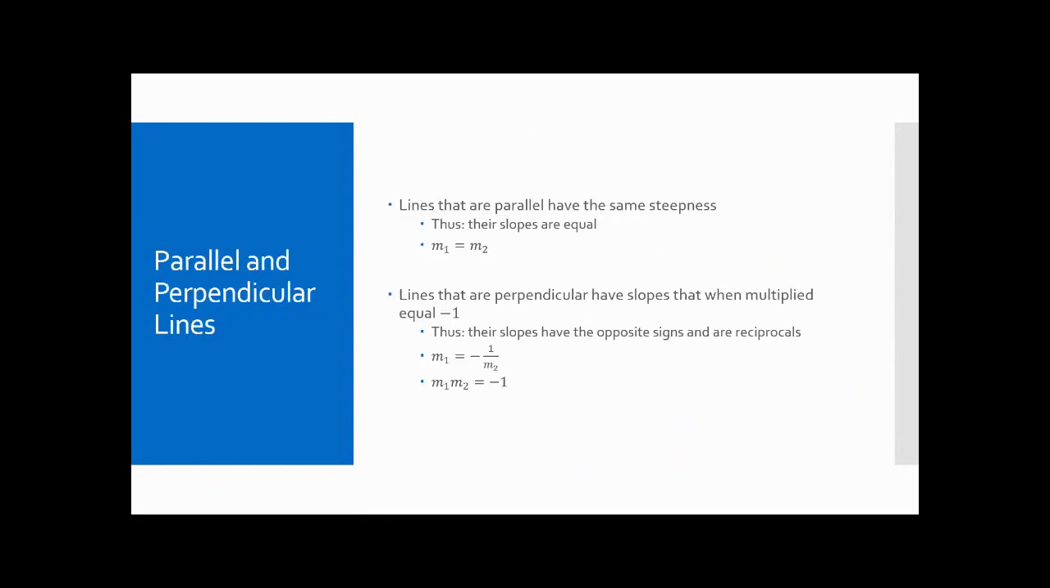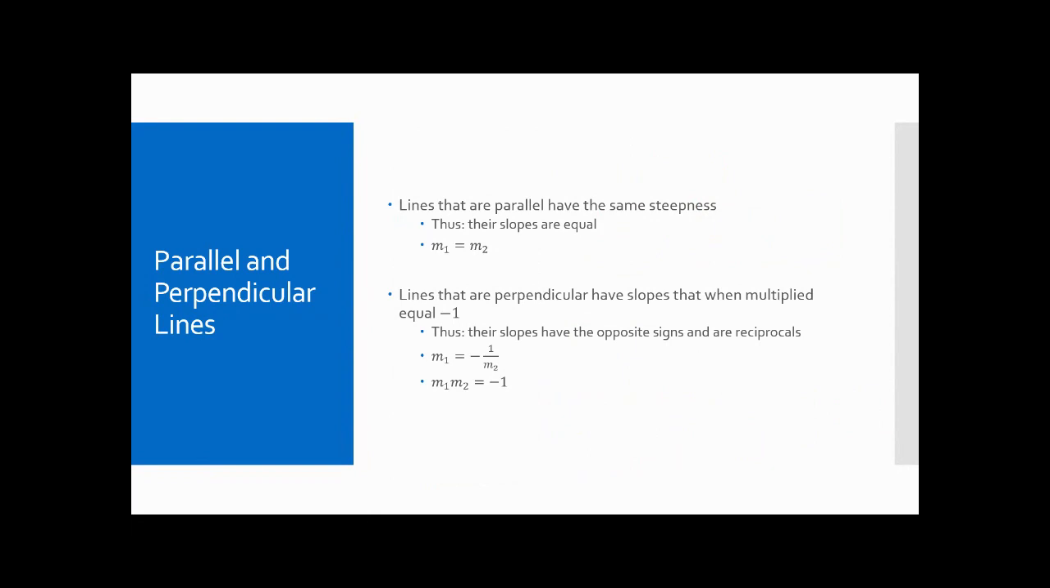Okay. Parallel and perpendicular lines. So lines that are parallel have the same steepness, and they don't intersect at all. They're just going to kind of follow each other, parallel lines. So if they have the same steepness, that means their slopes are equal. So for parallel lines, the slope of one, which we could label as m1, is equal to the slope of the other line, m2.